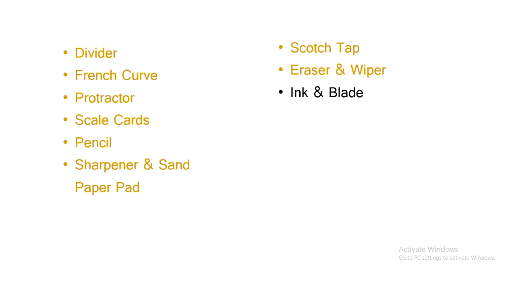Next is the ink and blade. Drawings made with pencil are redrawn with ink for lasting work. This work is done on the tracing cloth. If there are any extra lines made with ink, they can't be erased with rubber. In this case, they are removed using a blade.